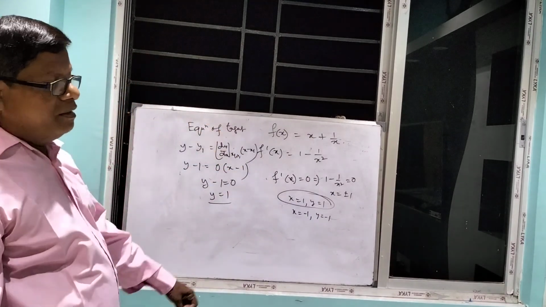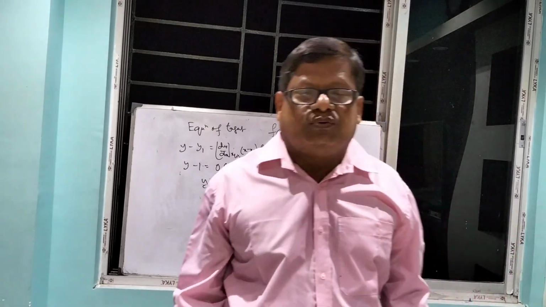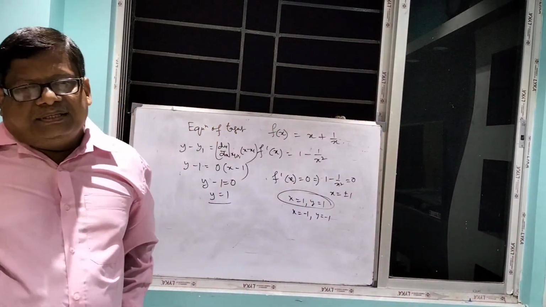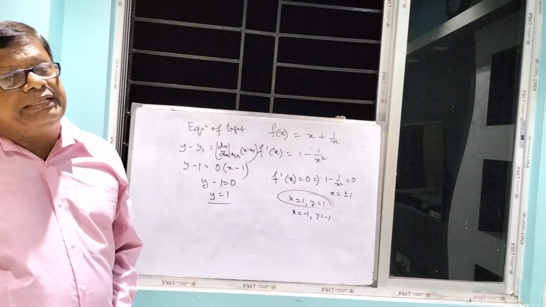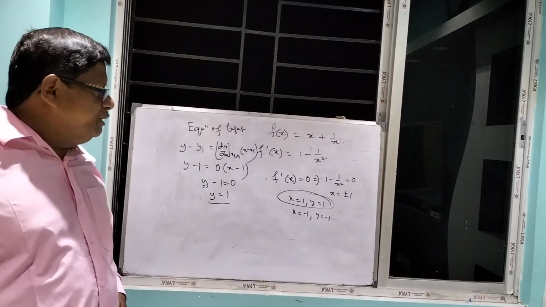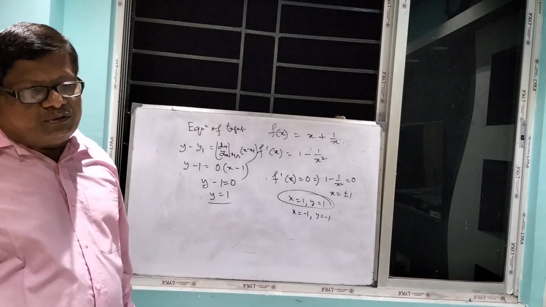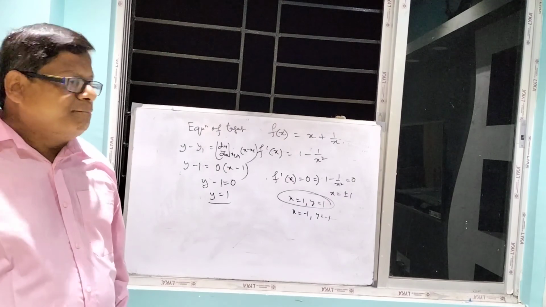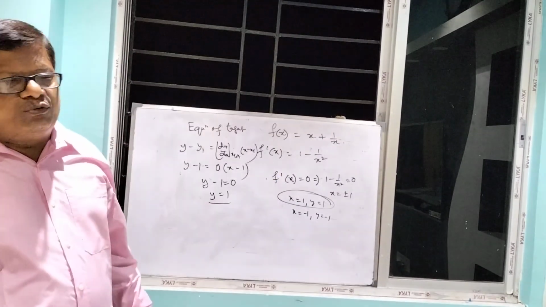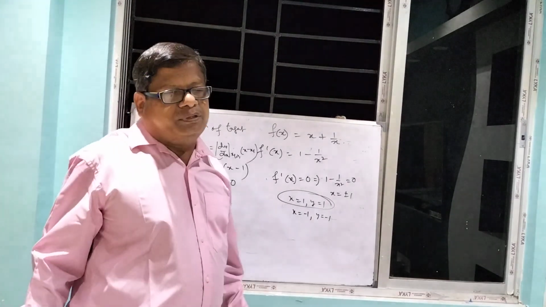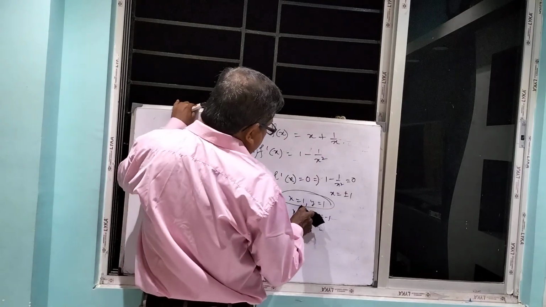Here, the tangent is parallel to the x-axis, which means dy/dx equal to 0. Sorry, parallel to the x-axis, then dy/dx equal to 0. So we are getting y minus 2 equal to 0. Okay, so this is the first quadrant point. The tangent equation will be y equal to 2. Okay, now another question.